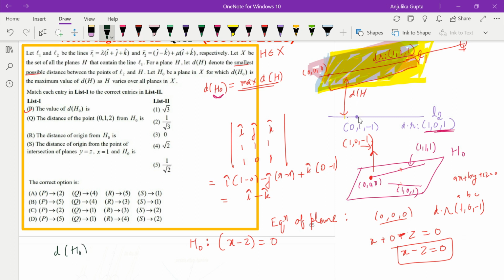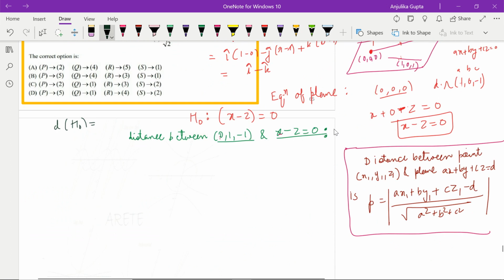Now they are parallel, right? So take any point on this. So you want the distance between this point and this plane. How do you get the distance? This is the formula which you know. So let's use that to get the distance between this point and this plane. How much do we get? That distance we are talking about is d(H0).